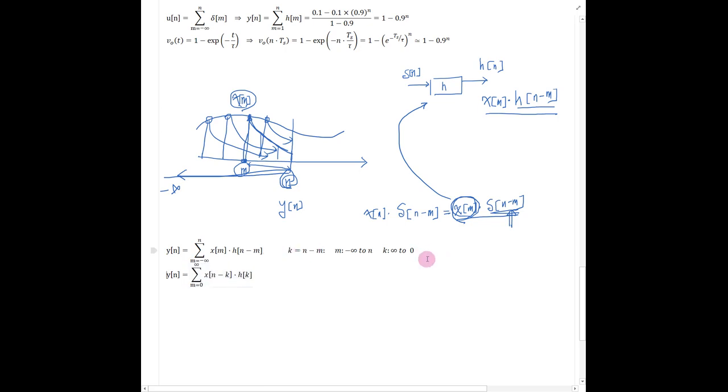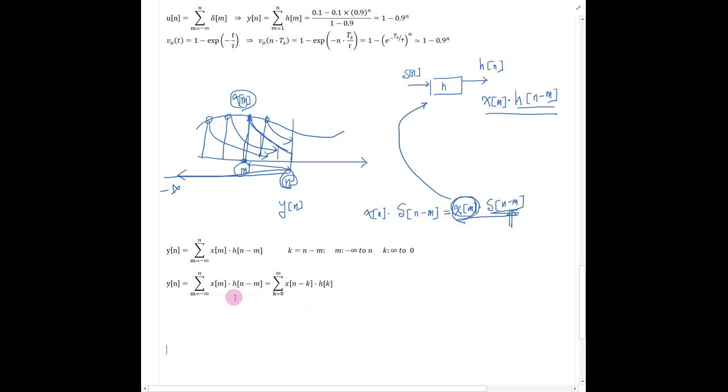Just a change of variable. By change of variable, the same sequence can be expressed in this way. You know what I mean, this one is the same as, this should be k, sorry, this is k, x[m] h[n minus m], with m taking values from minus infinity to n. So these two equations are the same thing.